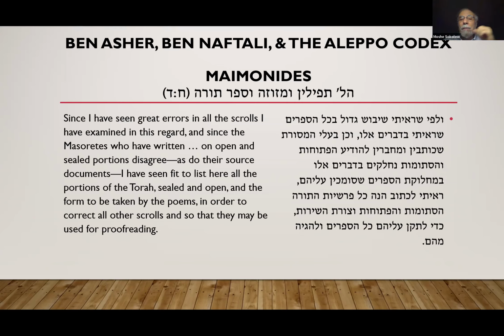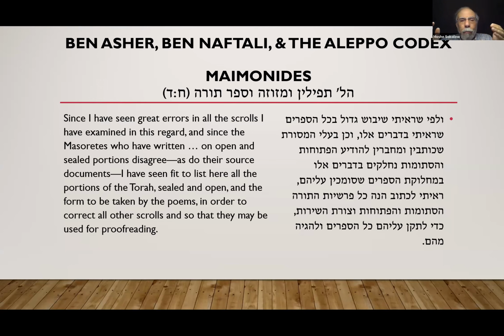And towards the end, he writes as follows: since I have seen that there are great errors in all the scrolls I've examined in this regard, and furthermore, he says, since the Masoretes, right, the Baalei Masora, who were experts on this subject, right, disagree amongst themselves, what does Rambam write? He writes, Ra'iti, I have seen fit, lichtov hena, to record here in the Mishneh Torah, Kol Parashiyot HaTorah, all of the Torah portions or paragraphs, Stumot, those that are sealed, Ptuchot, those that are open, Surat HaShirot, the Song of the Sea and the Song of Ha'azinu that are written, that have a different physical form in the text.